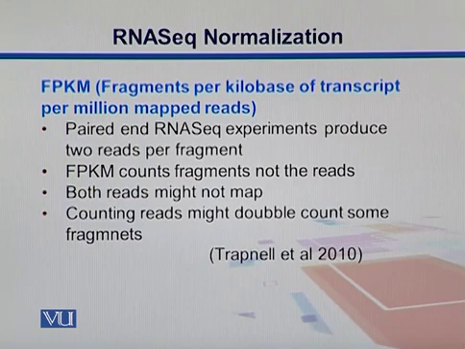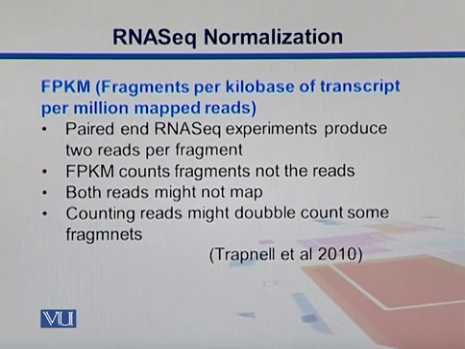Trapnell et al., who wrote a software called TopHat, which is very famous in this RNA-seq analysis, provided another normalization technique, a slight variation, though the concept is the same, but they are using different words. So they say fragments per kilobase of transcript per million mapped reads. Rather than RPKM, it's now FPKM. So this is applicable where we have paired-end RNA-seq experiments. They produce 2 reads per fragment. So they take an RNA fragment and make 2 reads.